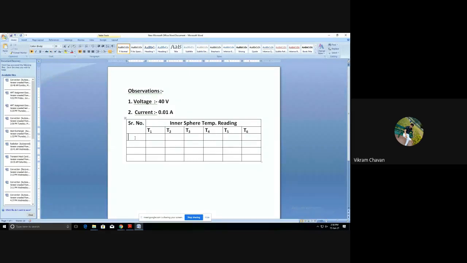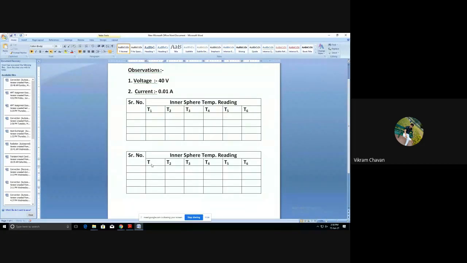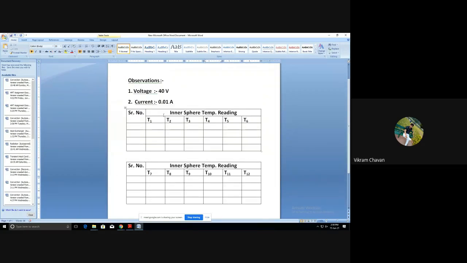Okay, so in a similar fashion, you have to prepare an outer sphere temperature reading table. Second table. The thermocouple numbers start with T7, T8, T9, T10, T11, and T12.